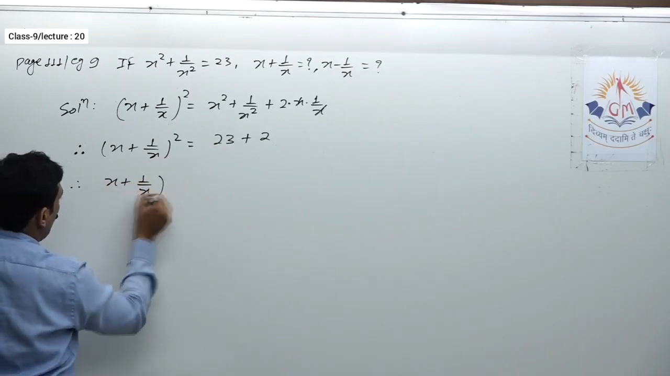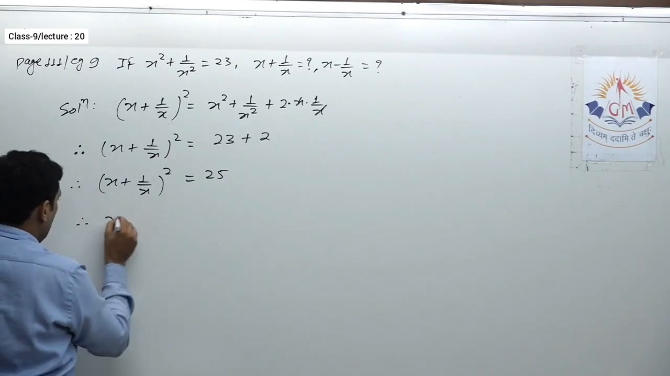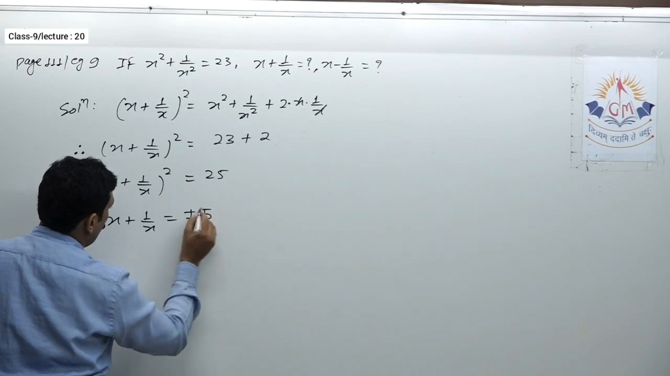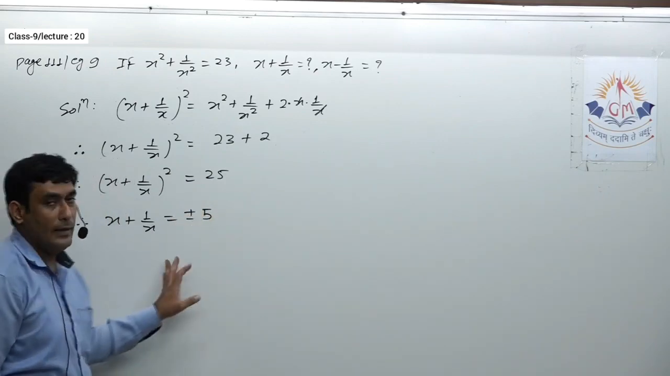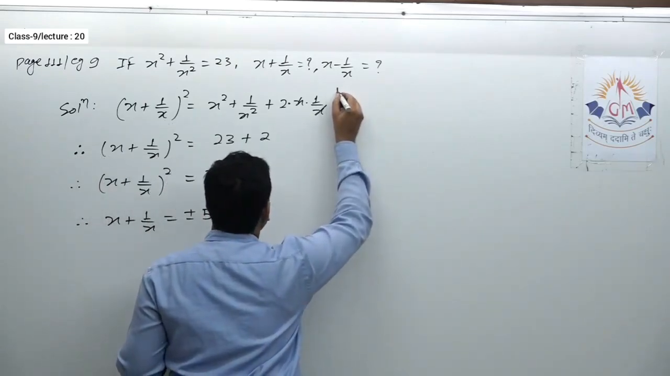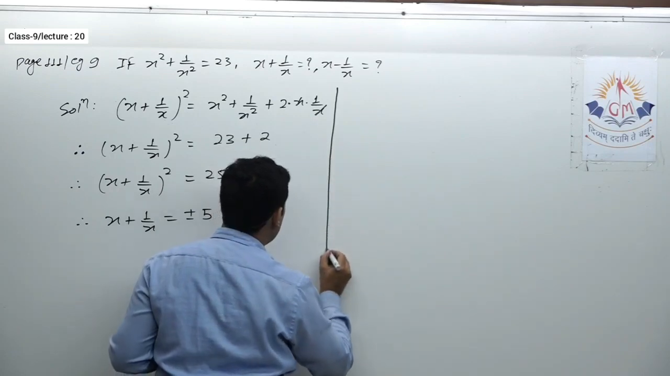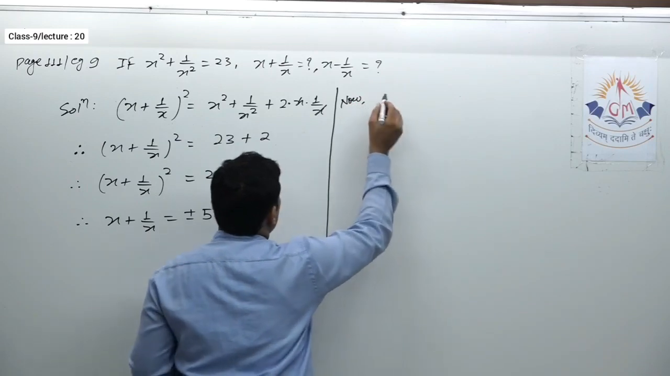x plus 1 upon x whole square is equal to 25. Therefore x plus 1 upon x is equal to plus minus 5. It might be positive, it might be negative. So x plus 1 upon x is equal to plus minus 5. Now in almost a similar way, we need to find the value of x minus 1 upon x. Again we'll start with squaring it.